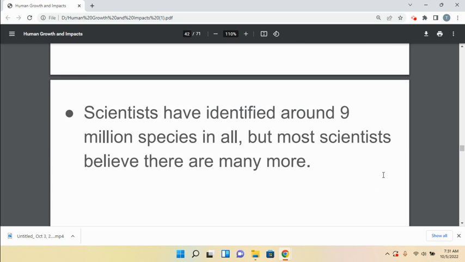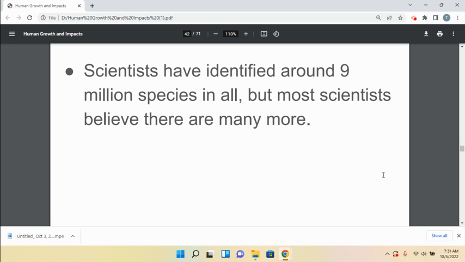In all, scientists have identified about 9 million different species. But most scientists believe that's just the tip of the iceberg. There are many, many more species out there that we haven't discovered.